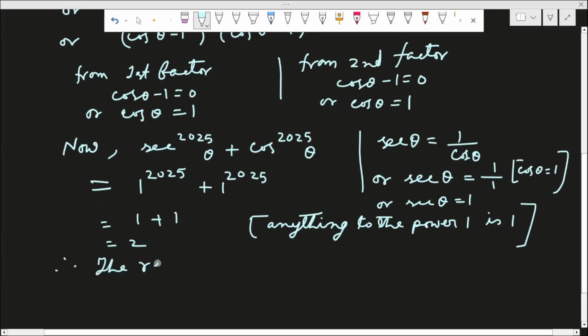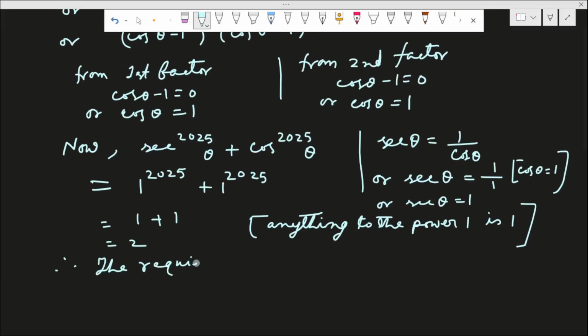the required value of the expression is 2.